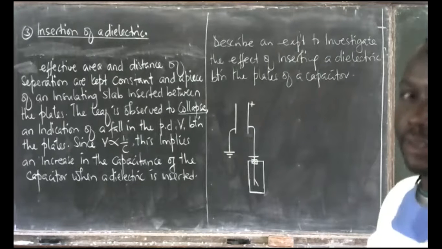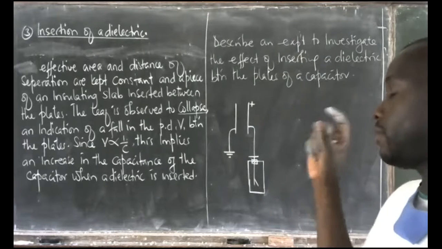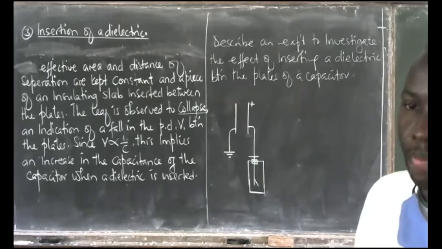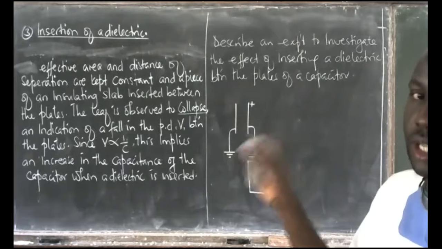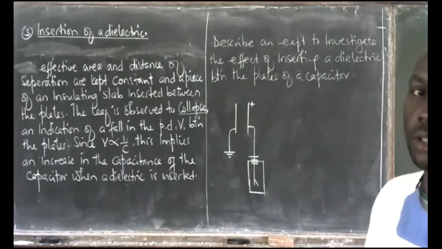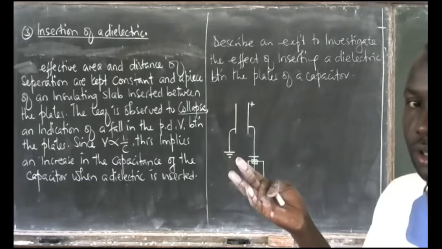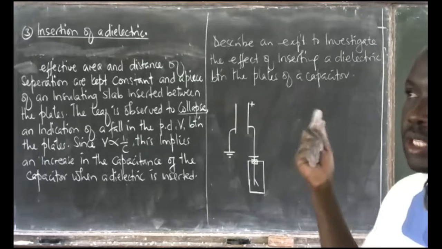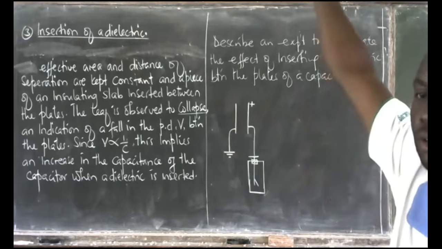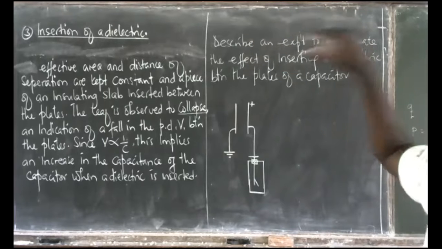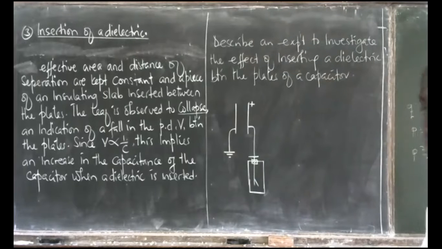So we start with keeping the effective area and the distance of separation constant, the dielectric is inserted between the plates of the capacitor. I hope we are seeing the picture of what we are talking about. You don't start the experiment as if it is a continuation of something. No. This is an independent question and it is about inserting a dielectric.